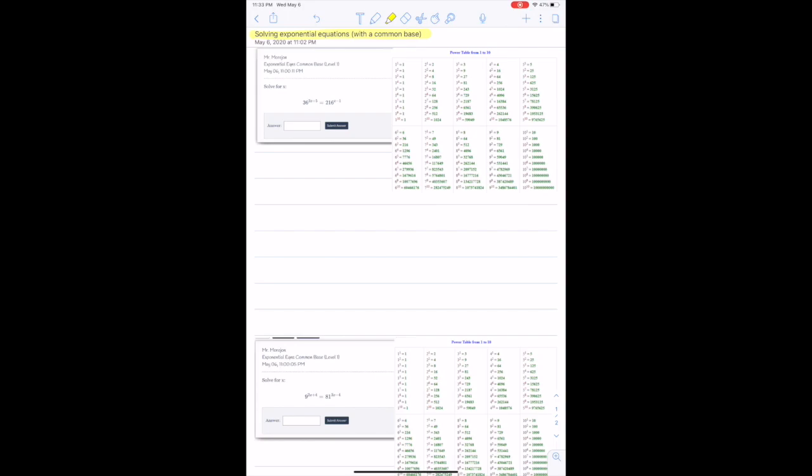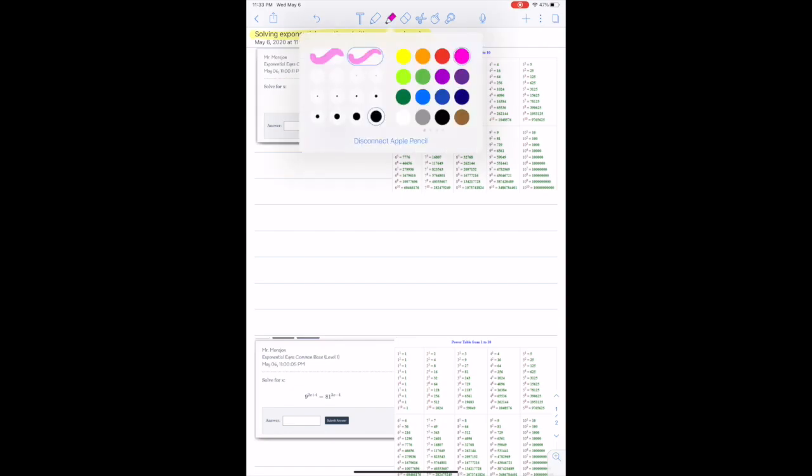So I highlighted the topic for today's lecture, which is solving exponential equations with a common base. I'll explain what I mean by that right now, but the first example that we are going to go through is right here. These are what your Delta Math problems will look like. So I'm going to write that same example down here, and it is 36 to the 2x plus 5 power is equal to 216 to the x minus 1 power.